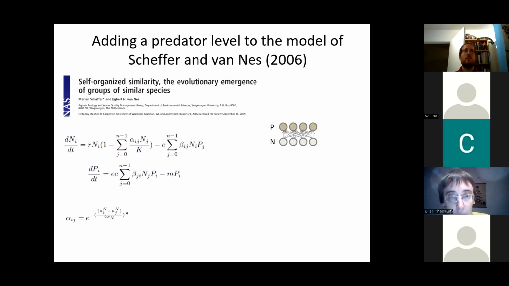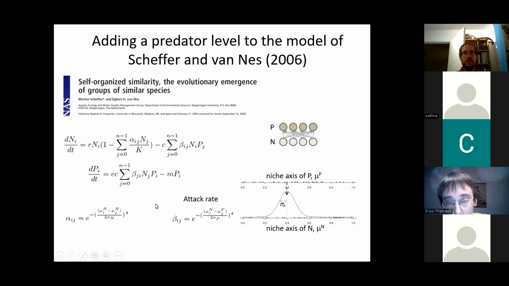So the model I will study first here is based on the Schaeffer and Van Ness model, it's just an extension. We have two trophic levels, with species that compete, that's the Lotka-Volterra competition model, but with an additional trophic level with predators basically feeding on the prey species. Competition at the prey level is, as before, defined by the distance between the prey on a given niche axis, with a niche width defined by sigma n.